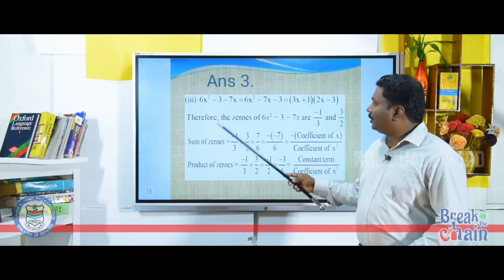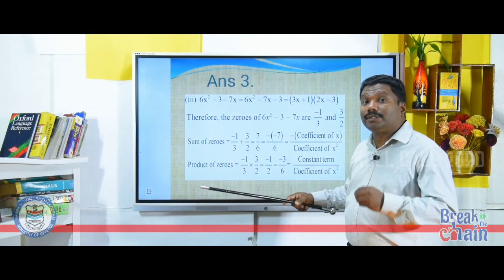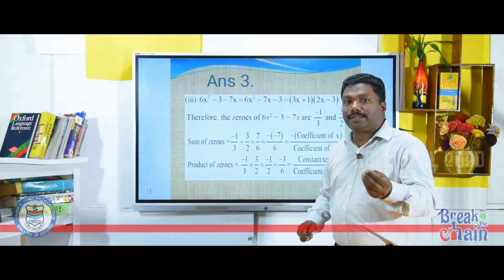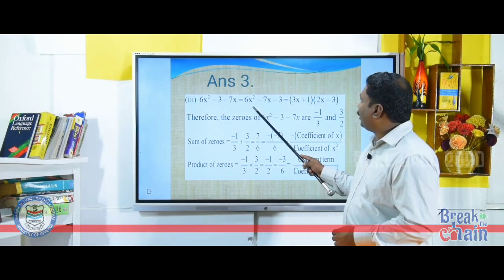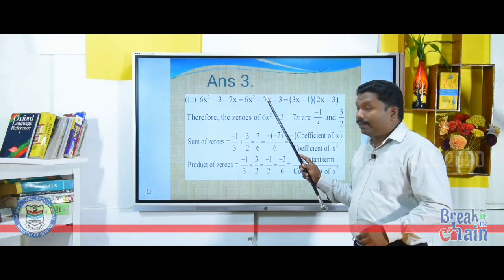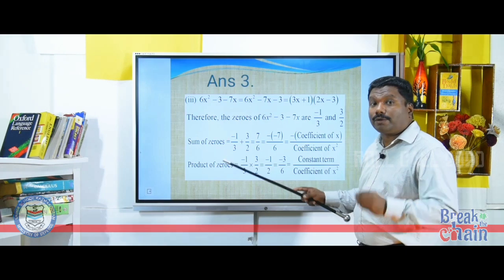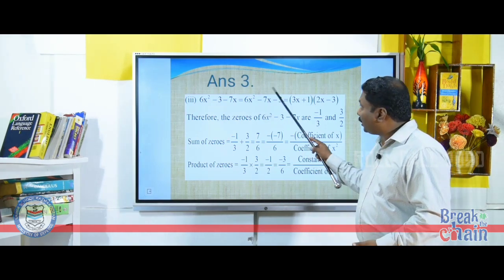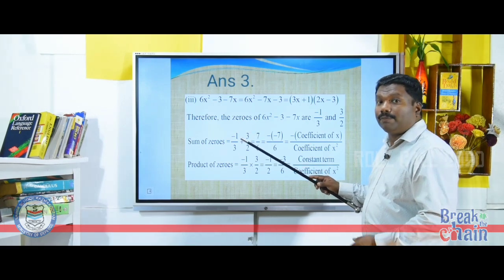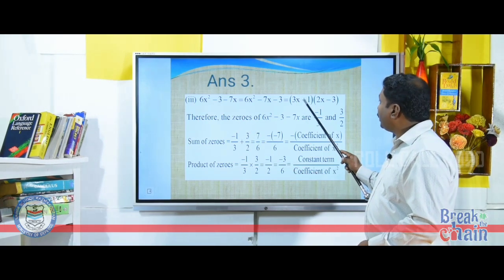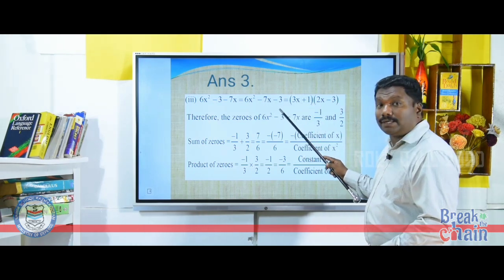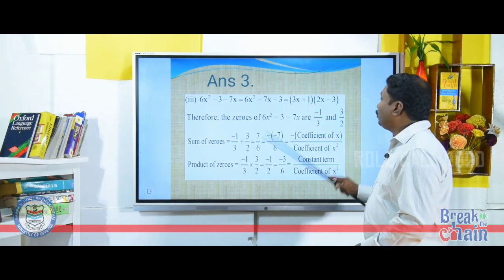First we arrange this quadratic polynomial into the standard, general form, which is the ax square plus bx plus c form. That means 6x square minus 7x minus 3. Now we can factorize this polynomial into the product of two linear polynomials. They are 3x plus 1 and 2x minus 3. That means 6x square minus 7x minus 3 equals 3x plus 1 into 2x minus 3.